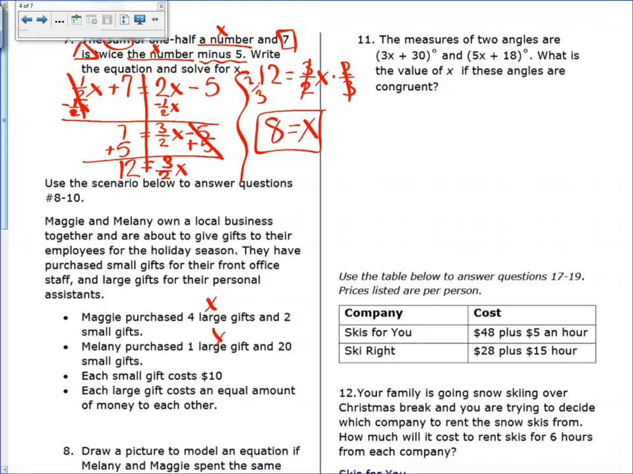Number 10. The measures of 2 angles are 3x plus 30 and 5x plus 18. What is the value of x if these angles are congruent? So remember, in math, congruent means they're the same. So when we're writing equations, if we want 2 things to be the same, we're going to set them equal to each other.